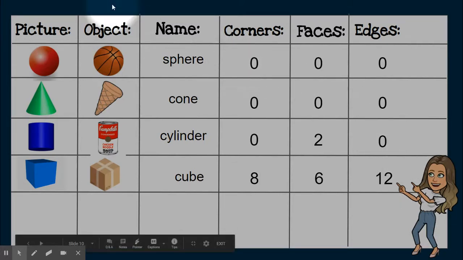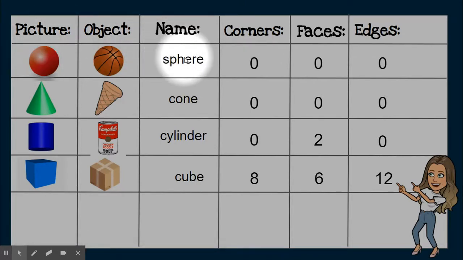Okay, so the first shape on our shape wall now is what? Yeah, it's called a sphere. An example of a sphere you might find in real life is a basketball. A sphere has 0 corners, 0 faces, and 0 edges.